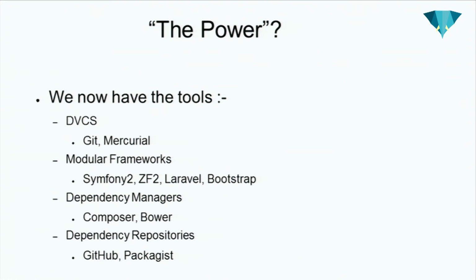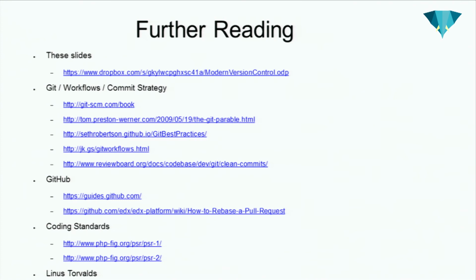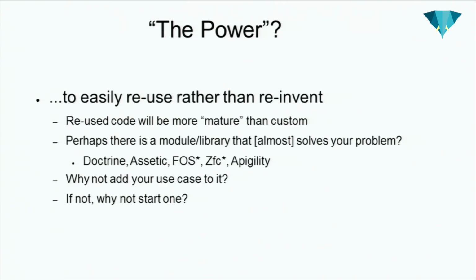You'll also need, for these dependency managers, somewhere for them to get the dependencies. That's dependency repositories. So GitHub is a viable one, but Packagist is the default for Composer, at least. Okay, so we've got all these tools. And what we can do now is actually easily reuse rather than reinvent.